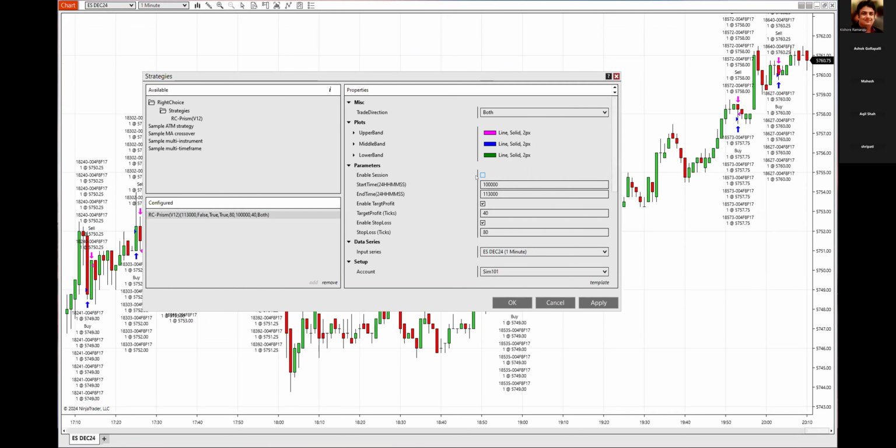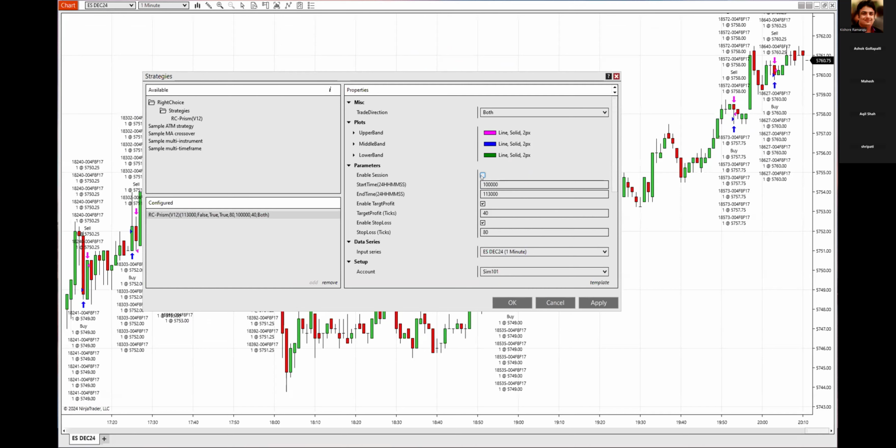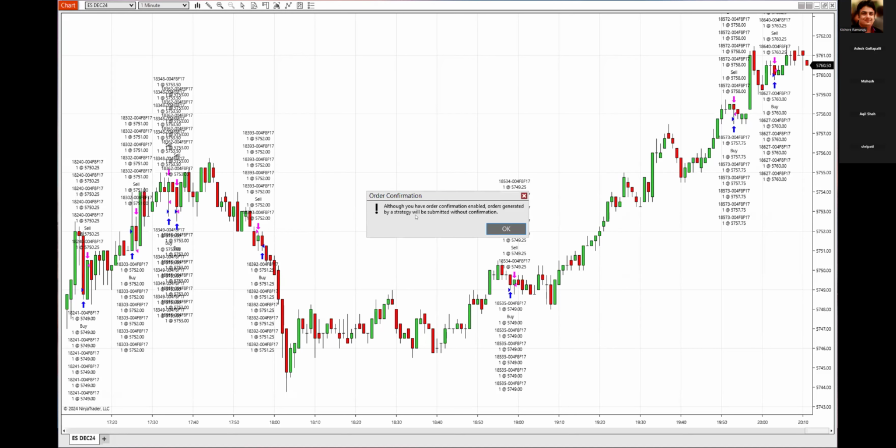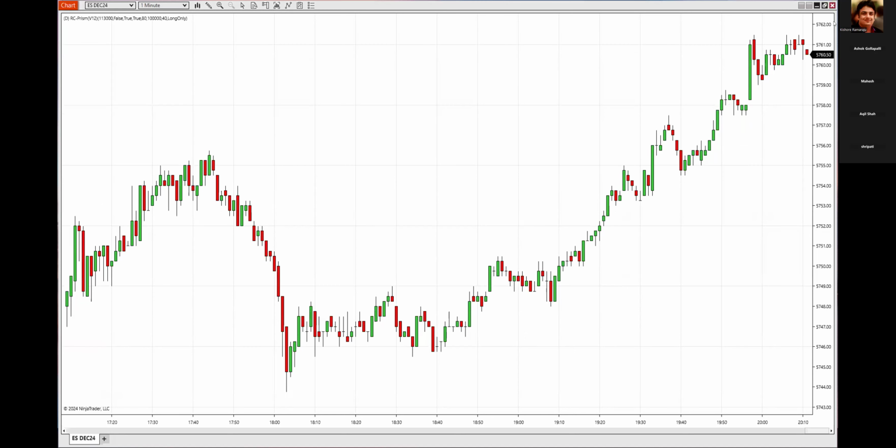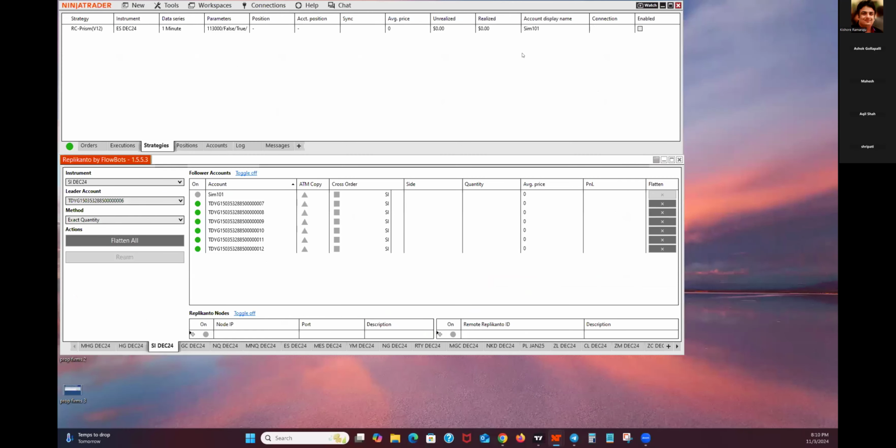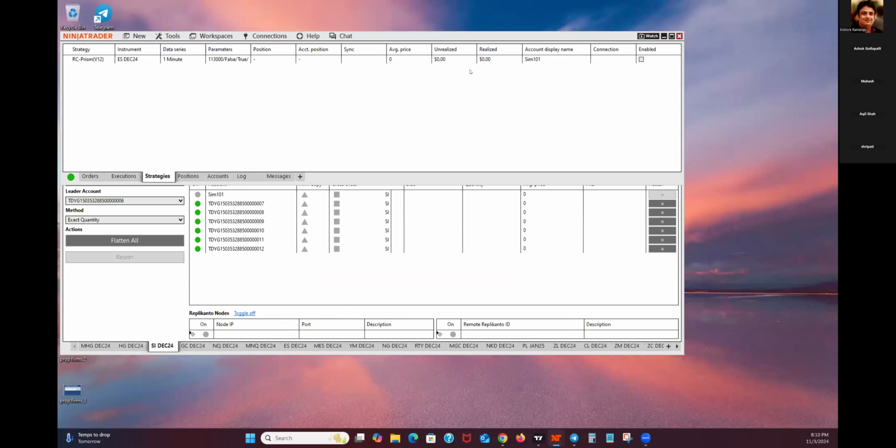So do I need to leave the enable session checkbox unchecked? Yeah, if you uncheck it, it will take trades at any time. If you check it, it will only take trades during whatever time you specify. Then I need to say okay here, and then go to the screen and enable. You have one more checkbox you need to enable. So here I need to enable, but it's not going to enable only for that time period, right? Yeah, if you disable the time period, it will work throughout the day.